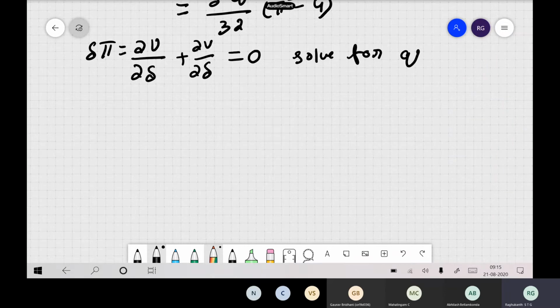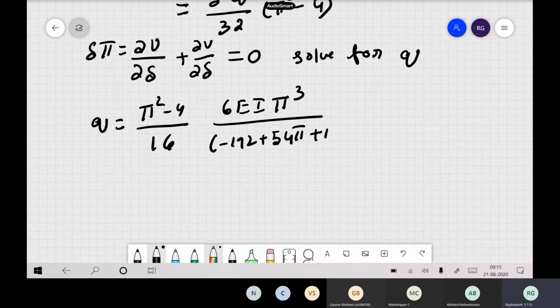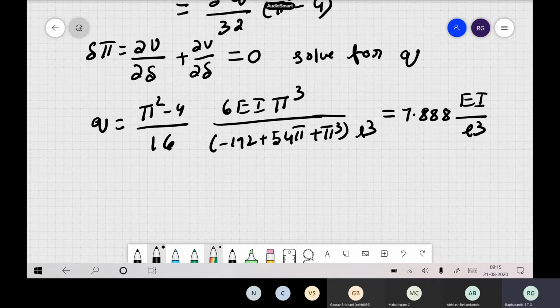So you will finally get q equal to (pi square minus 4) by 16, some 6 EI. Now pi cube by, after doing all those, 192 plus 54 pi plus pi cube into L cube. Finally, if you rearrange all those, cancelling everything, this turns out to be 7.888 EI by L cube actually. So this is the buckling load for the self, the distributed, the self buckling load.